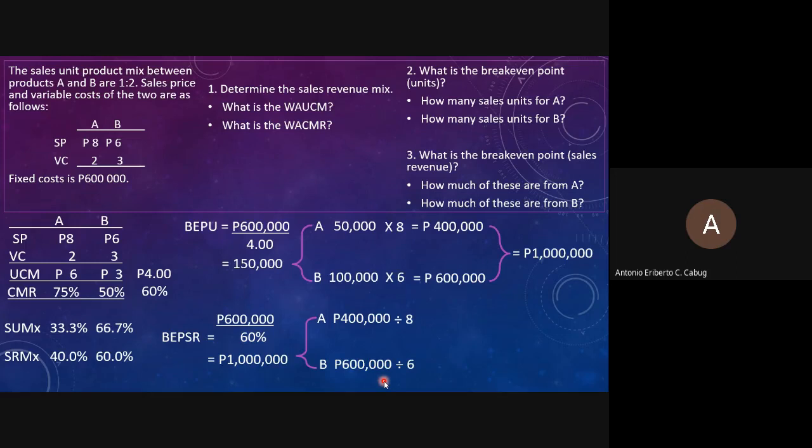How many units of A do we need to sell? 400K over 8 is 50K. How many units of B? It should be 600K over 6, 100K. That would give you a total of 150,000 units, consistent with our initial answer. What was our answer earlier? 150,000 units. That is still the break-even point, no matter how you turn the formula around.